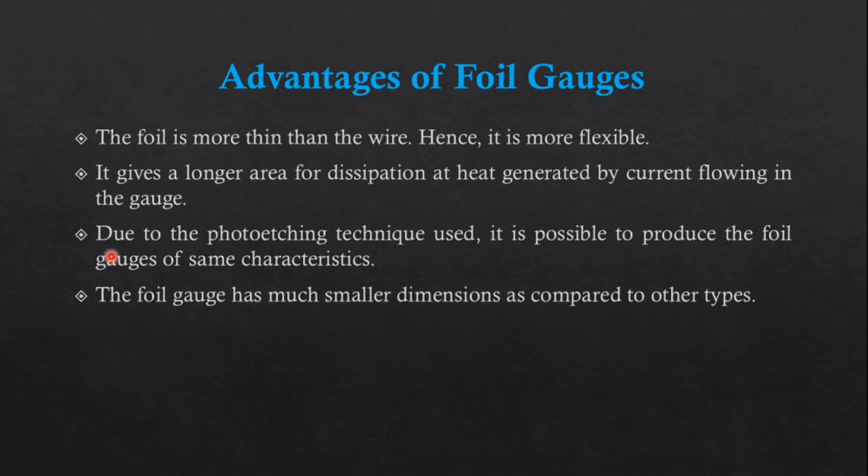Due to the photo-etching technique used, it is possible to produce foil gauges of the same characteristics. The foil gauge has much smaller dimensions compared to other types. Because of its very small size, we can use this type of foil strain gauge in different applications where we cannot use our other gauges.